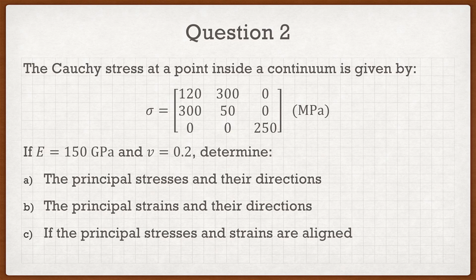What's nice in this question, unlike question number 1, is we're given the full stress tensor. So we have sigma 1,1, 2,2, 3,3, and we have all the shear stresses too. So we have sigma 1,2, sigma 1,3, and sigma 2,3.